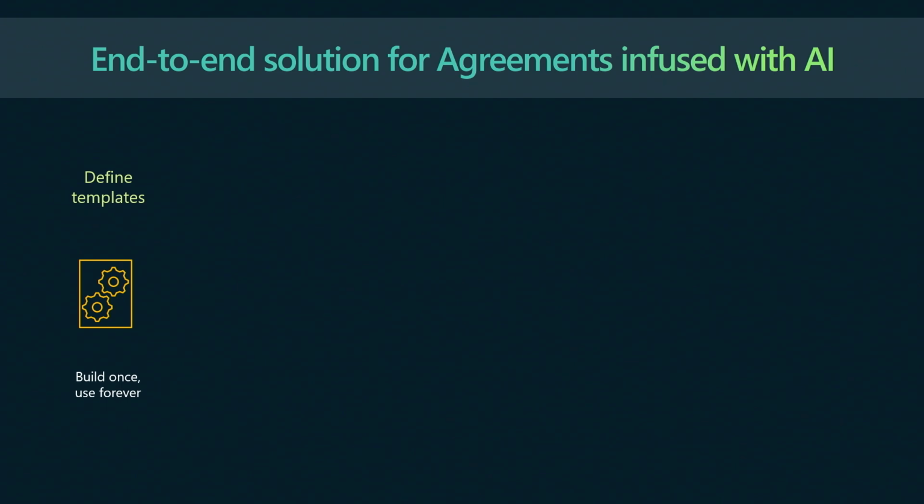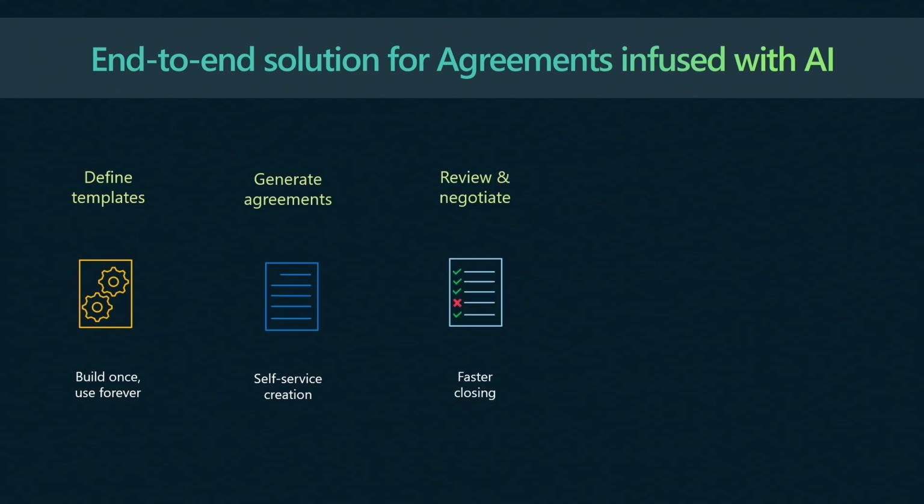So you can convert your legacy templates into modern templates that are smart. Then you can have a central place where users can go in and create their agreements. They can find all those templates that you published. Then you can have a rich review and negotiation process infused with AI. And you can also sign your agreements in the same process where you build them, without having to integrate with a third-party system to sign your agreements.